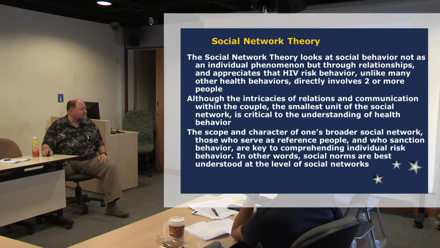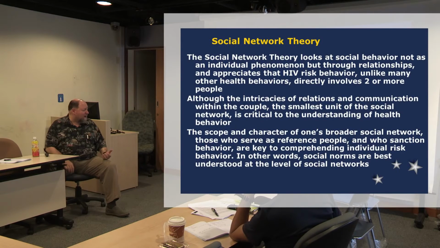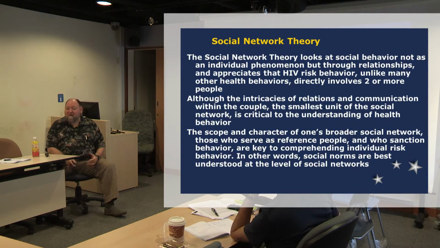The intricacies of relations and communication within the couple, the smallest unit, the dyad of the network, is critical to the understanding of health behavior. The scope and character of one's broader social network, those who serve as reference people who sanction behavior, are key to comprehending individual risk behavior. In other words, social norms are powerful and need to be understood at the level of the social network. So one of the things that we try to do as change agents, as interventionists, is to shift social norms.